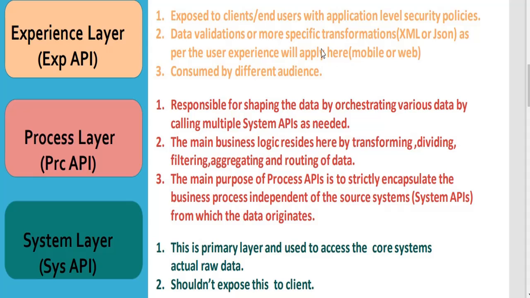Because different users consume this experience API, in this experience API you will have different flows. One is for mobile application, one is for web application, and you can do those validations and so on. You can deliver this to the client, but the actual business logic resides in the process API. The actual raw data resides in the system API. So the end users who are going to consume this experience API won't have access to modify the business logic or the system API. So your raw data is more secure in that case as well. Okay, so that is about the three layers: system API, process API, and experience API. Let's see more details about this.